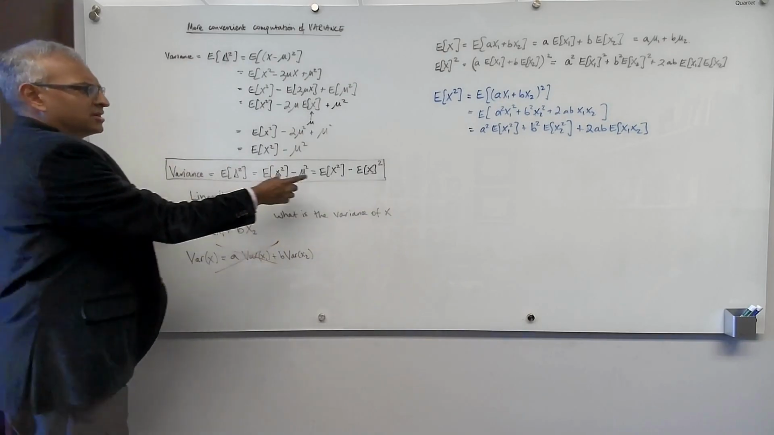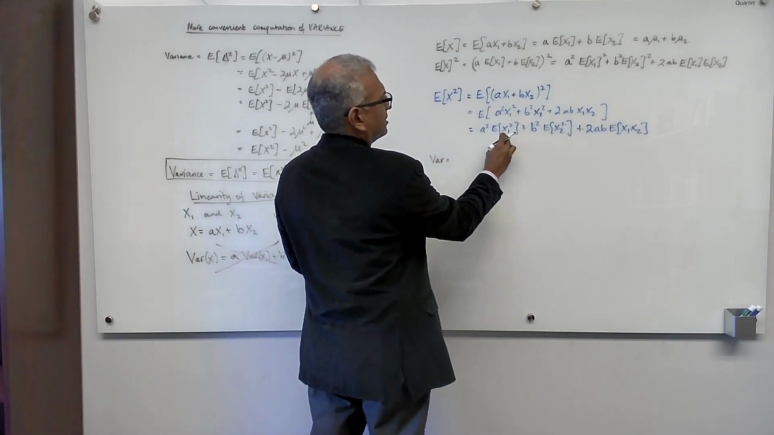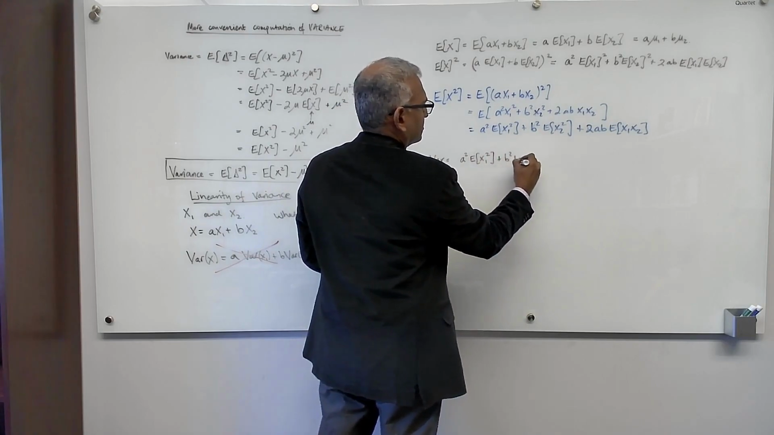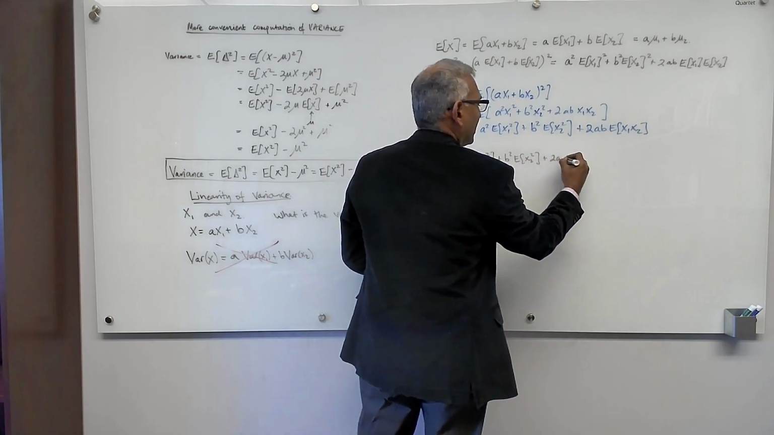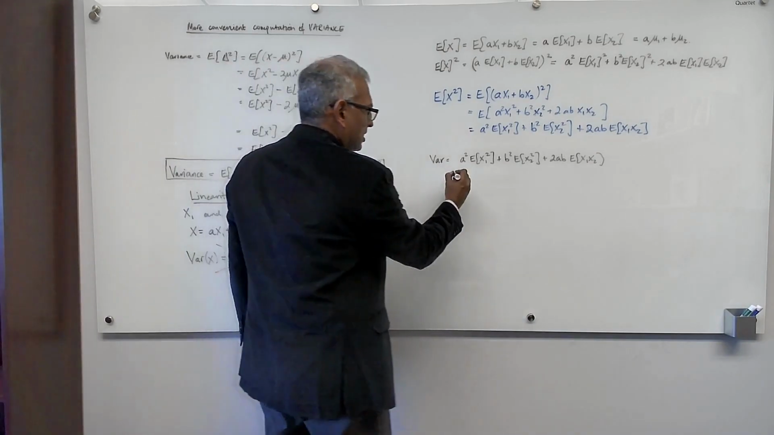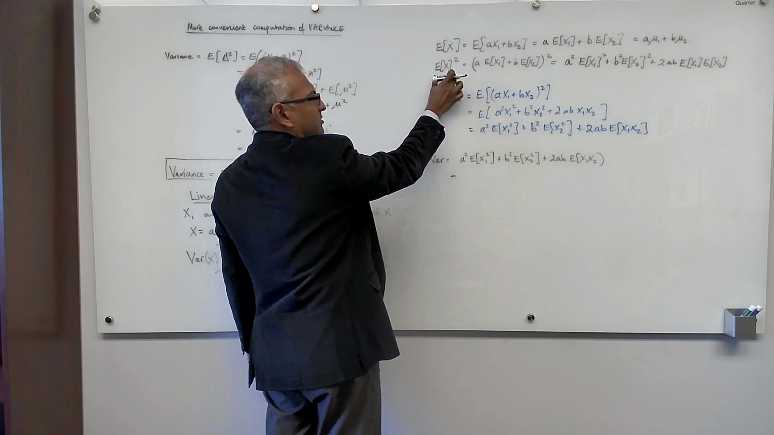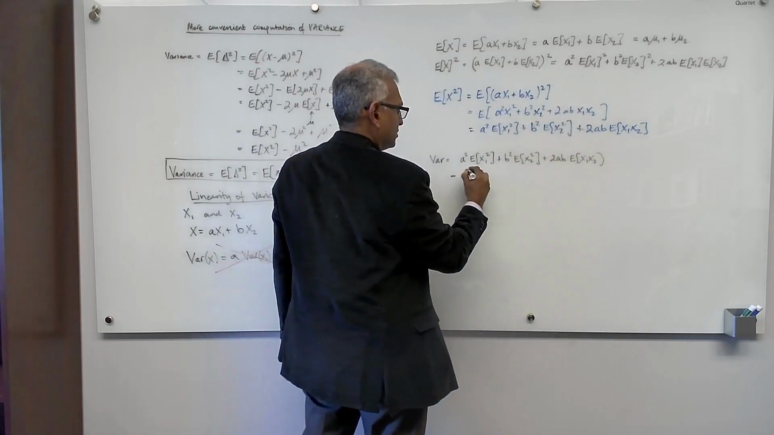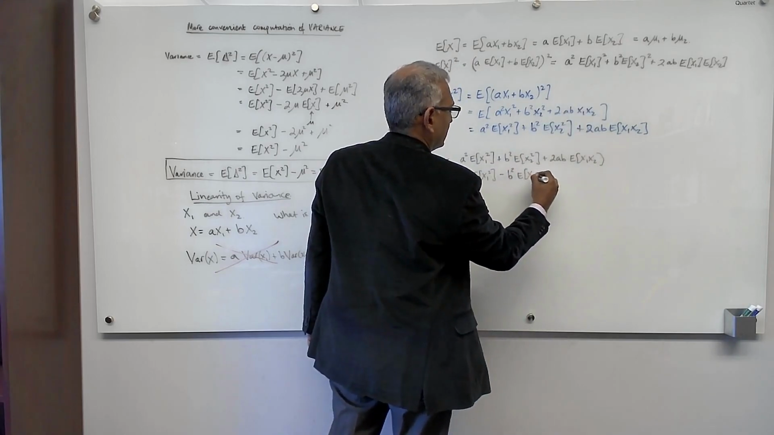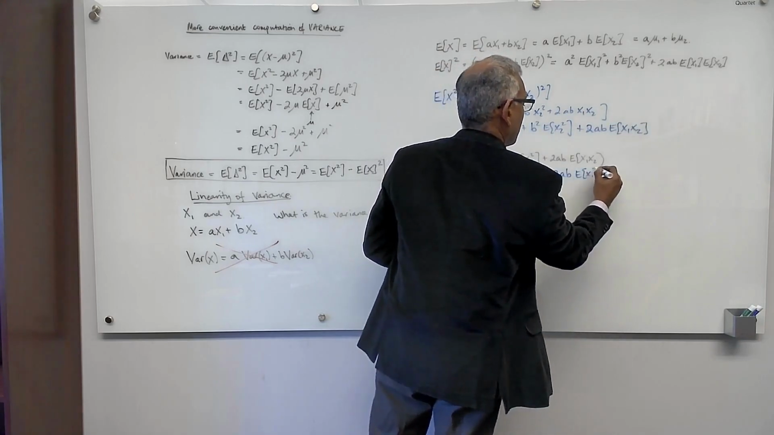And the formula just says, for variance, take the difference. So the variance is equal to a squared expected value of X1 squared, plus b squared expected value of X2 squared, plus 2ab expected value of X1 X2. So that's the expected value of the square of X. Now we need to subtract the square of the expected value of X, which is minus a squared times the expected value of X1, squared, minus b squared times the expected value of X2, squared, and minus 2ab times the expected value of X1 times the expected value of X2.